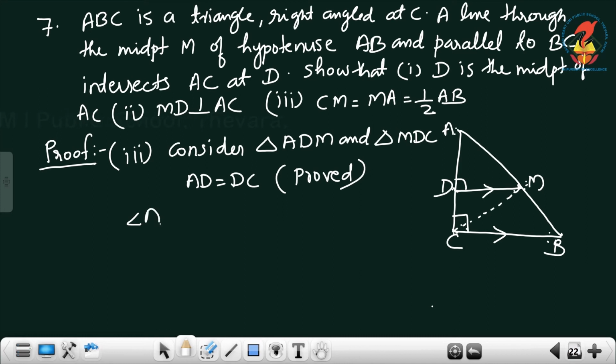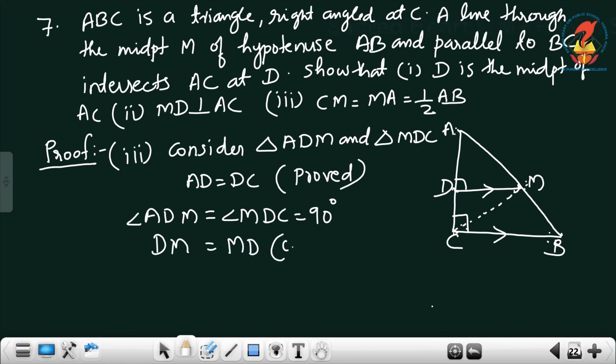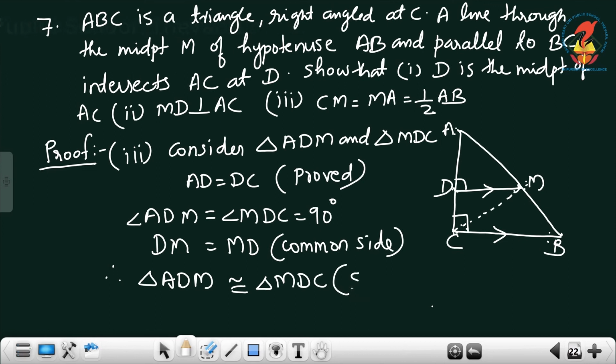Next, angle ADM equals angle MDC equals 90 degrees. Next, DM equals MD, common side. Therefore, triangle ADM is congruent to triangle MDC by the SAS congruence criterion.